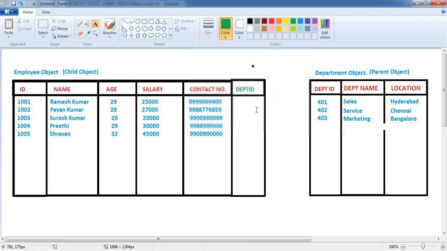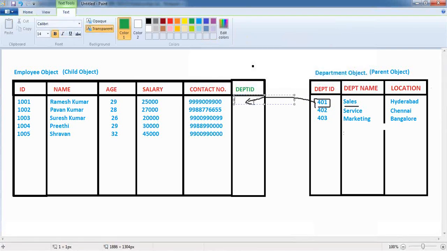Okay, department ID. In this case, Ramesh is working in which department? Sales department. Sales department can be recognized how? By using ID 401. So that this 401 we can place inside this. That's it. Simple. I'm storing the value over here, 401. He is working in that sales department, so instead of storing the department name, I would like to store the department ID.